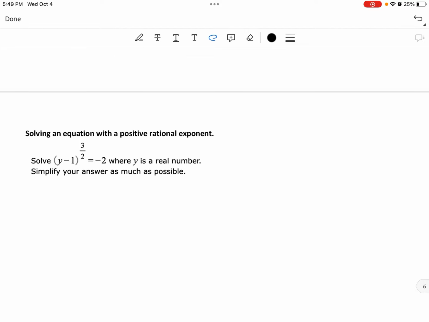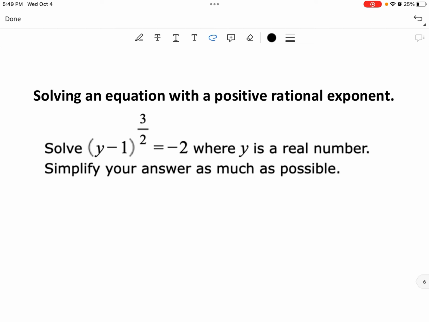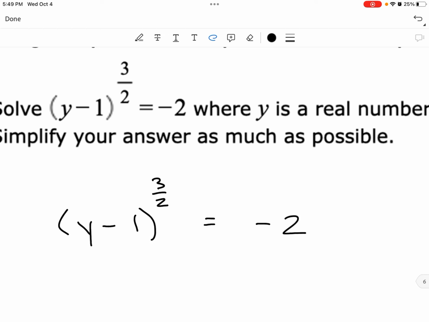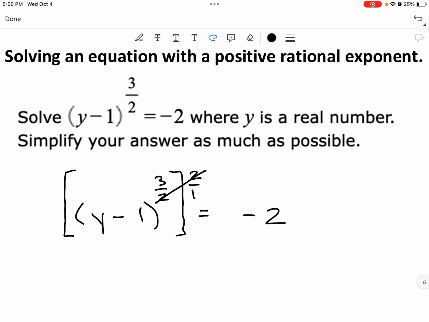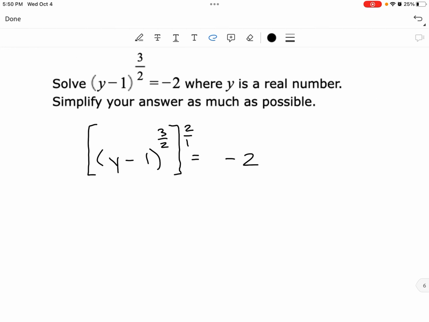Okay, all right, let me do this one here. Same thing, we want to try to get rid of that exponent. It is a 3/2, and we want to find out when this ever equals -2. One way to get rid of this is, since we've got a 3 over a 2, you could raise this to the power of 2. What that's going to do is cancel out the 2 and the 2, and that would help you get rid of your rational power.